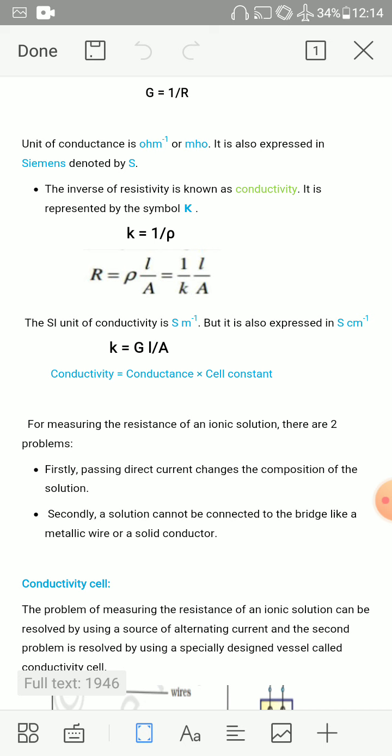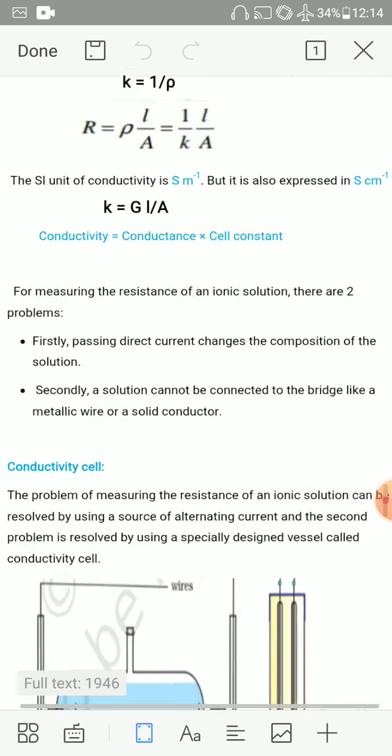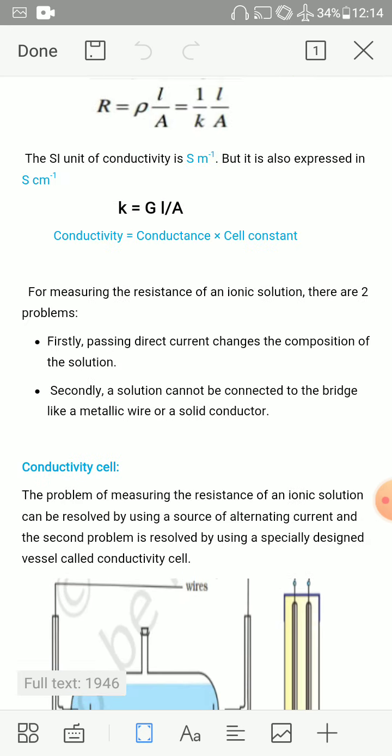First problem is that passing of direct current through the electrolytic solution changes the composition of the solution. And the second problem is that a solution cannot be connected to the bridge like a metallic wire or a solid conductor. And these two problems are solved by using a conductivity cell.